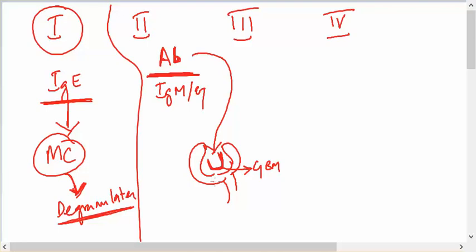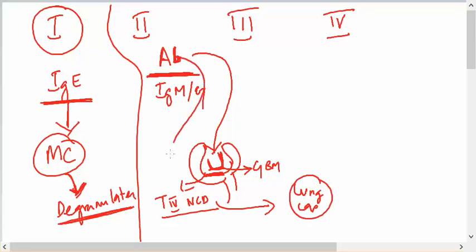For example, see this antigen is, for example, type 4 collagen, that is the non-collagenous domain of type 4 collagen. And lung capillaries also have the same collagen. So now the antibody is going to two places, right? If it goes to these two places, we call it Goodpasture syndrome.